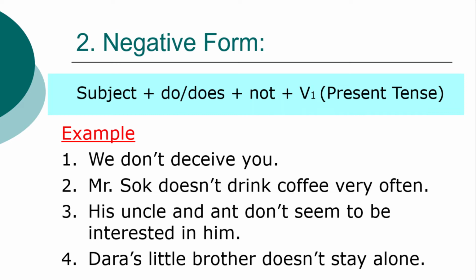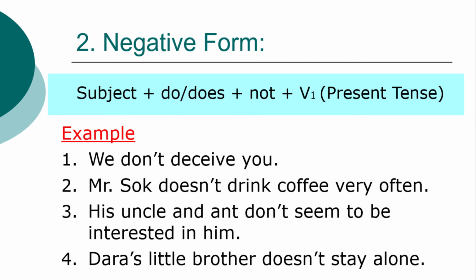Example number 2. Mr. Sok doesn't drink coffee very often. So Mr. Sok is the subject, doesn't is does plus not, and drink is verb 1. Example number 3. His uncle and aunts don't seem to be interested in him. His uncle and aunt is the subject, don't is do plus not, and seem is verb 1.